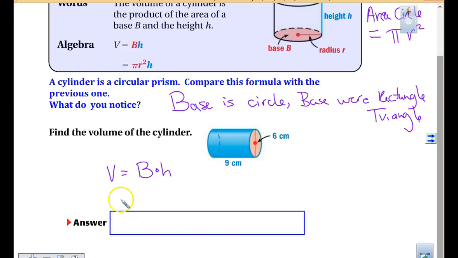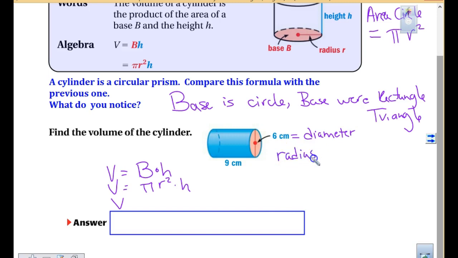All right, so our base is pi radius squared times height. Everyone have that second formula down? Okay. We are now going to fill in your numbers. Oh, this is 6 all the way across. That means it's the what? Diameter. But we need the radius.